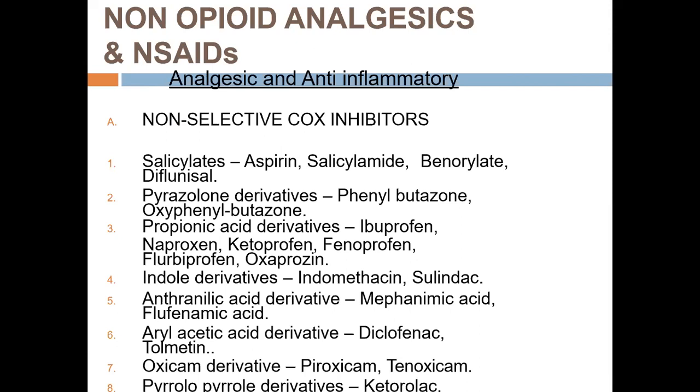Non-opioid analgesics with anti-inflammatory action: we have the non-selective COX inhibitors like salicylic acid derivatives such as aspirin, salicylate, and diflunisal. You have pyrazole relatives like phenylbutazone and oxyphenbutazone. We have propionic acid relatives like brufen, naproxen, ketoprofen, fenoprofen, flurbiprofen, and oxaprozin. We have indole relatives like indomethacin and sulindac. We have anthranilic acid relatives like mefenamic acid. We have aryl acetic acid relatives like diclofenac. Then oxicam relatives like piroxicam and tenoxicam, and pyrrole relatives like ketorolac.